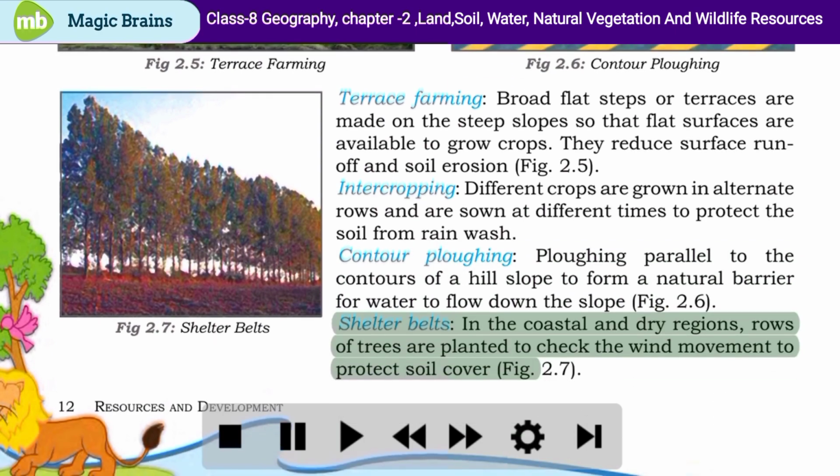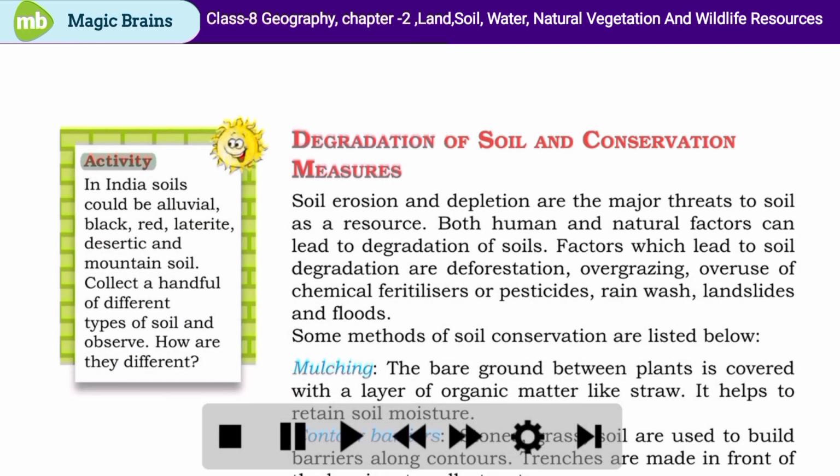Number 7. Shelter belts. In the coastal and dry regions, rows of trees are planted to check the wind movement to protect soil cover, which is shown in figure number 2.7. At the top, there is a green box which reads Activity. In India, soils could be alluvial, black, red, laterite, desertic, and mountain soil. Collect a handful of different types of soil and observe how they are different.